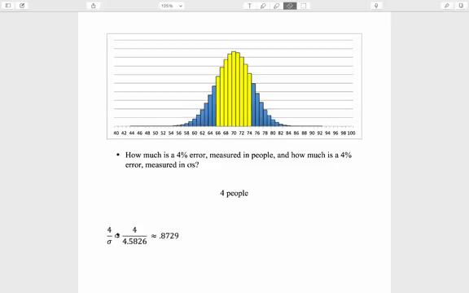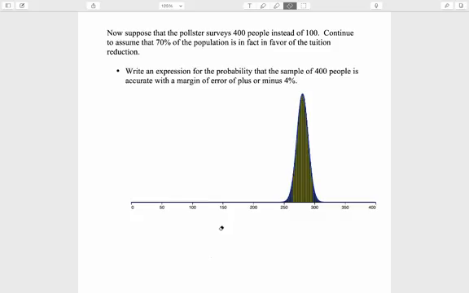How many times does the measuring stick go into 4 people? 0.8729 measuring sticks go into 4 people. 4 is approximately 0.8729 copies of sigma. Why are we computing this? You'll see shortly. Now we want to see the effect of polling 400 people instead of 100 people.